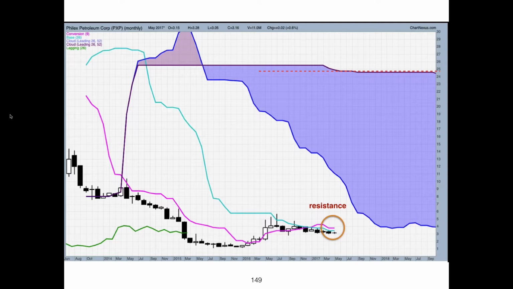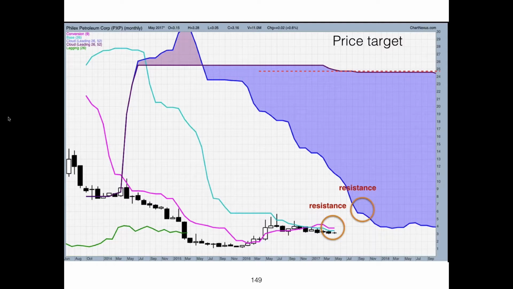PXP needs to break above the Tenkan-sen at 4 pesos, the Kijun-sen at 4 pesos and the Senkou A at 6 pesos. If this happens, the next resistance is at that 25 peso area. Sorry, the 6 peso area is the Senkou A area. The Tenkan-sen and Kijun-sen is at the 4 peso area. Your price target will be the Senkou B if that Senkou A is broken to the upside.